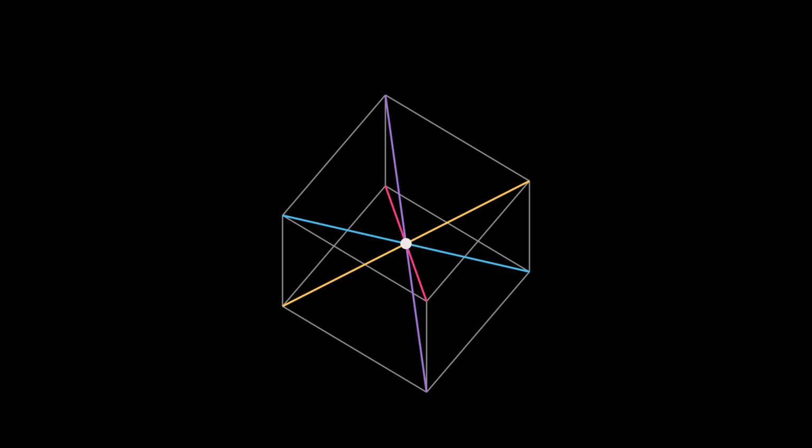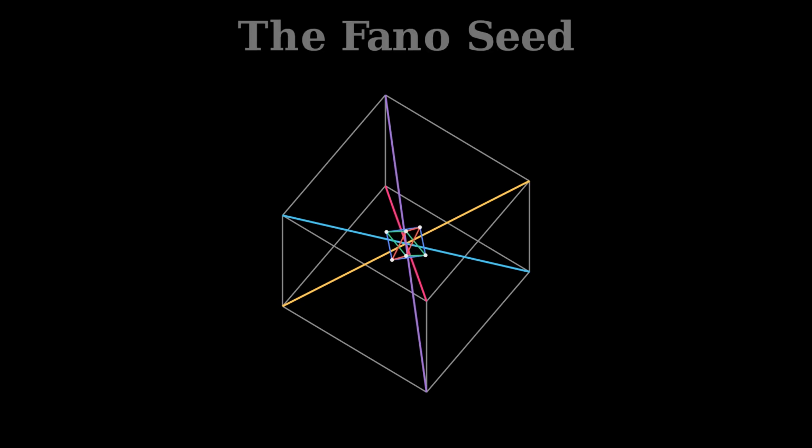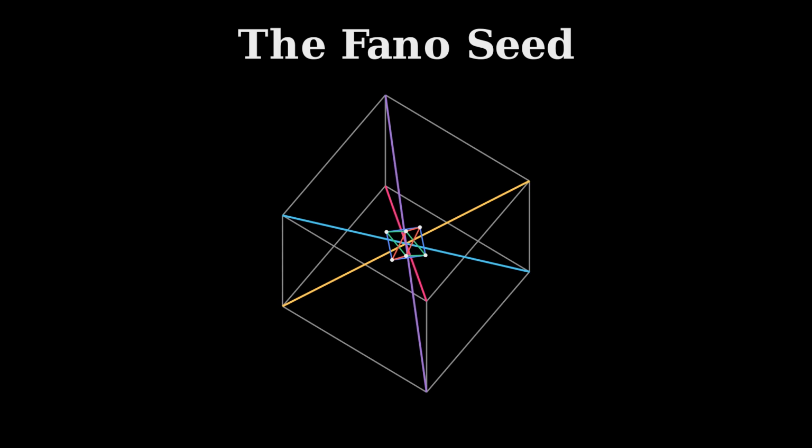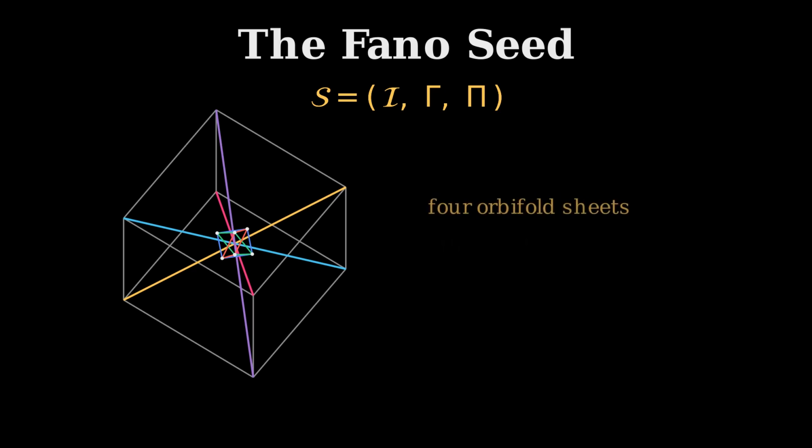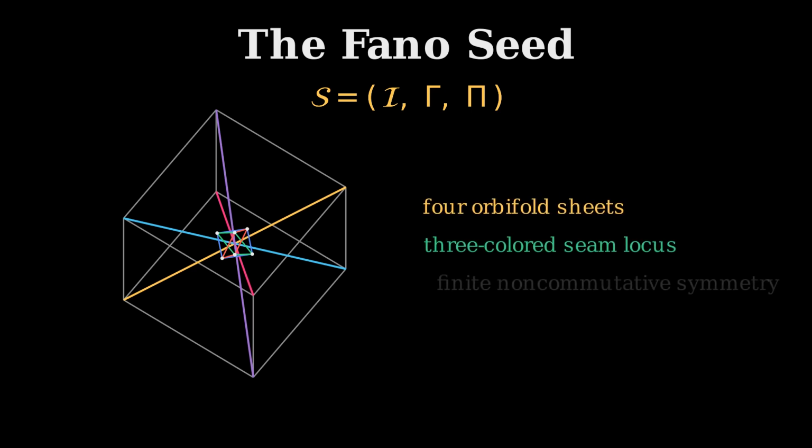But suppose that the intersection at the center is not treated as a single ordinary point. Suppose instead that we resolve it into a structured geometric object. The resulting object is what I will call the Fano Seed. The Fano Seed has 3 interacting components: a collection of 4 orbifold sheets, a 3-colored seam locus, and a finite non-commutative symmetry group. These components naturally divide into 4 geometric objects and 3 seam directions.